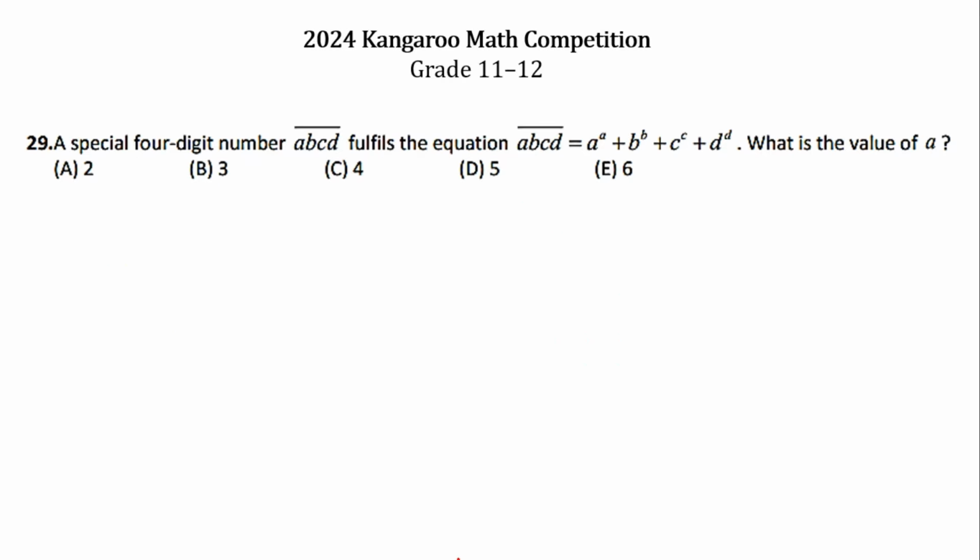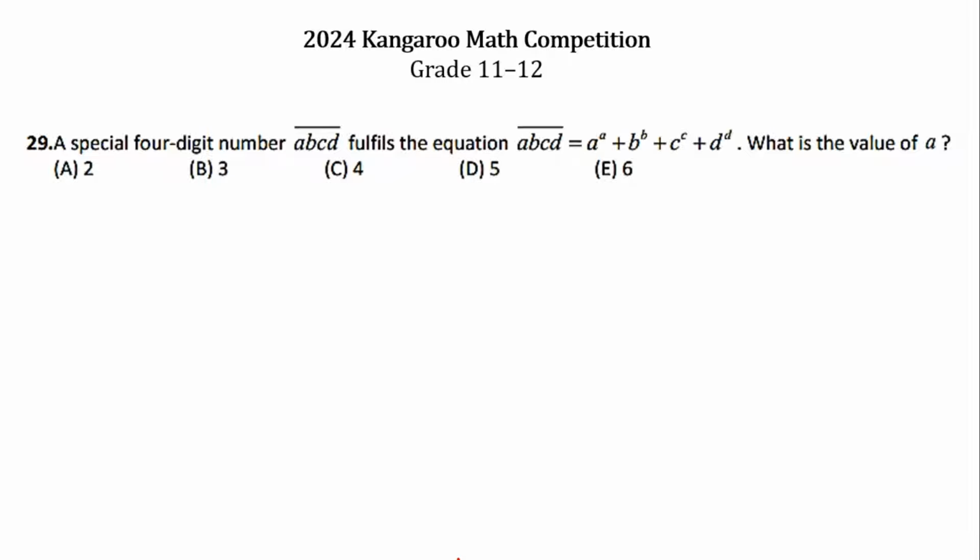Problem 29. A special 4-digit number ABCD fulfills the equation ABCD equals A raised to A plus B raised to B plus C raised to C plus D raised to D. What is the value of A?